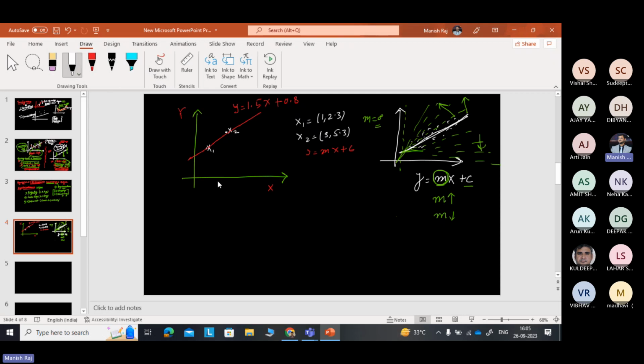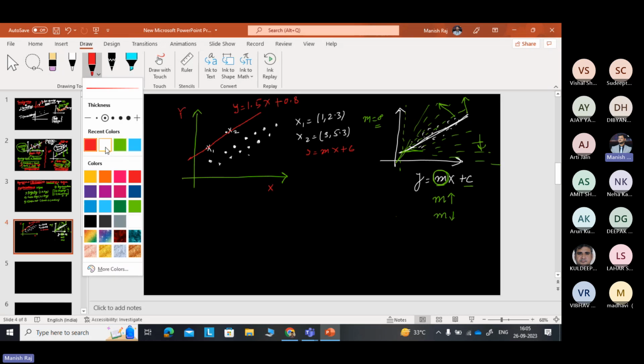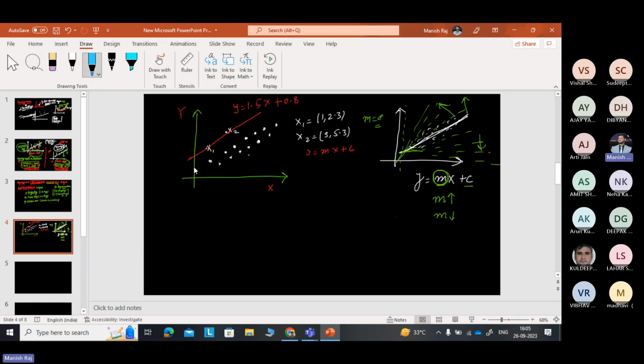Now, what is happening in the system? Some testing points are like that. Some points I am putting. So what will happen? When you are going for the training, the line is coming here. And when we are going for the testing, the line should be like this. That will be the more appropriate line if we are going for testing. Yes or no? Tell me.